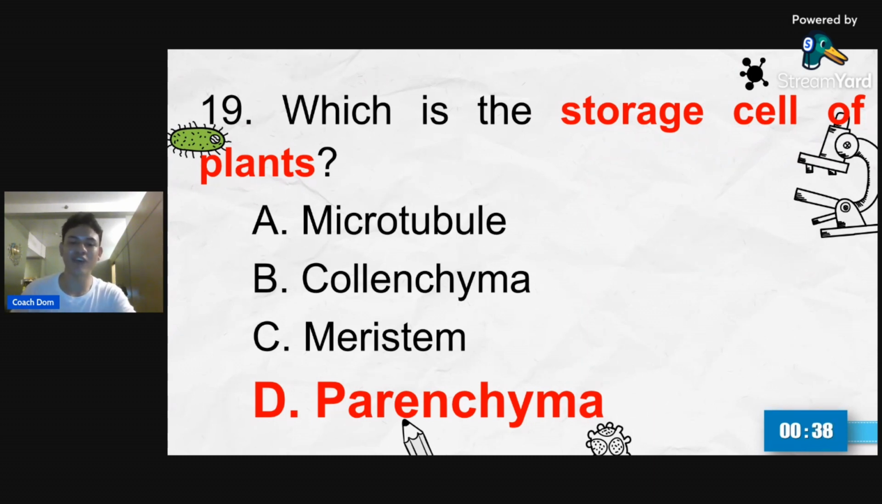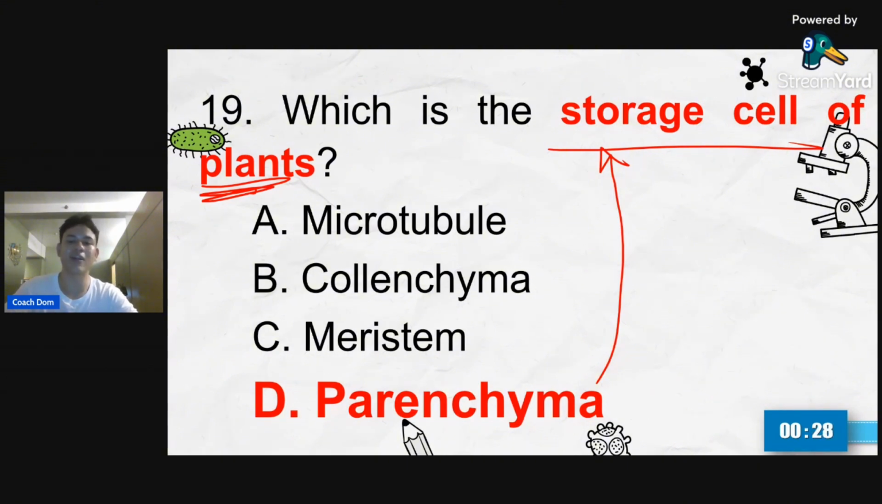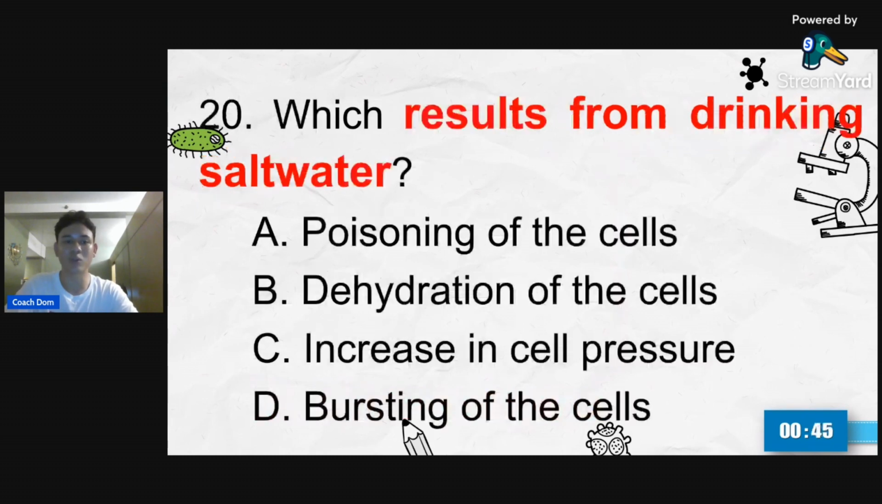Yung parenchyma, yung function niya, that is for the storage cell of plants. Because yung parenchyma natin, they have these mesophyll cells and also transfer cells. So they can support photosynthesis, and also they have this phloem loading. Again, when you say phloem, it conducts sugars. And phloem is part of a vascular system. So, letter D, parenchyma. And last number po natin dito for our general science, that is question number 20.